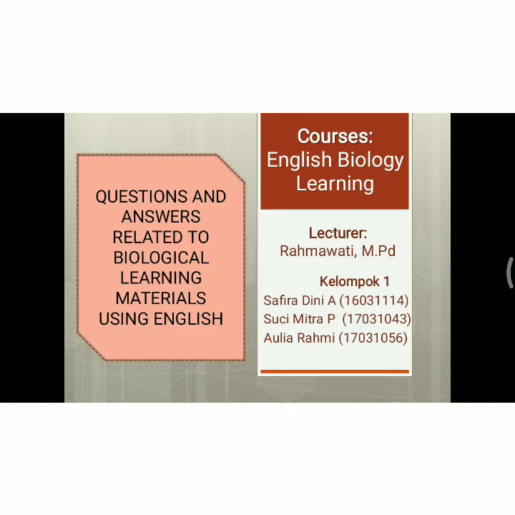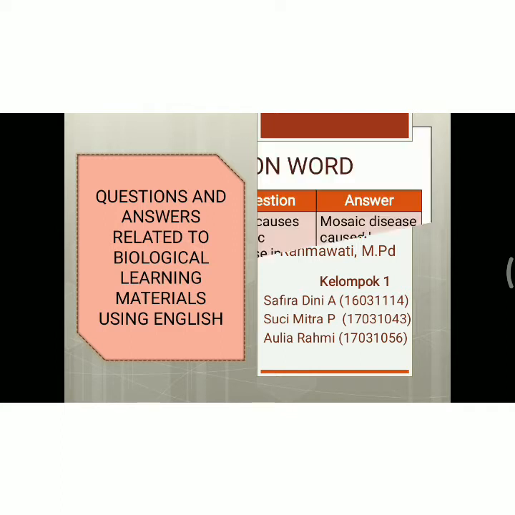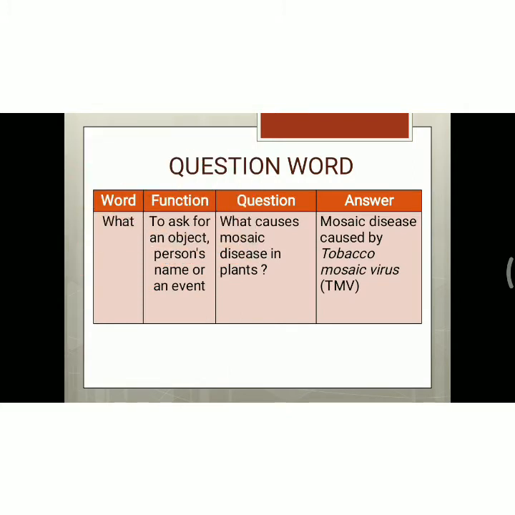Okay guys, look at the first slide about question words. First, what. What has a function to ask for an object, person name, or an event. An example question is, what causes mosaic lesions in plants? And the answer is, mosaic lesions are caused by tobacco mosaic virus.